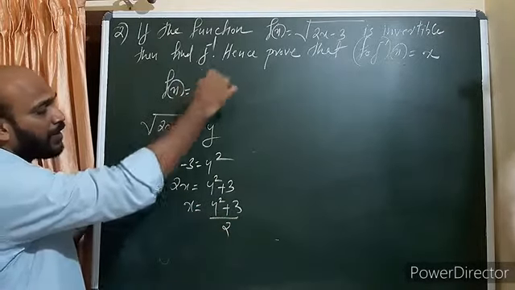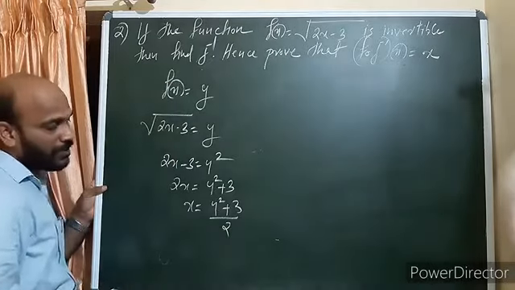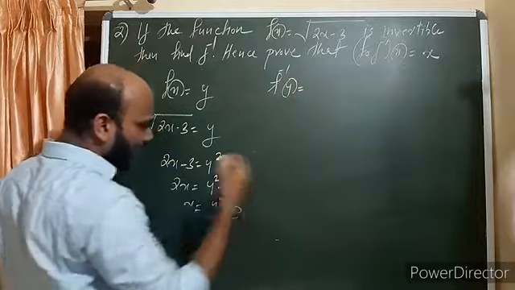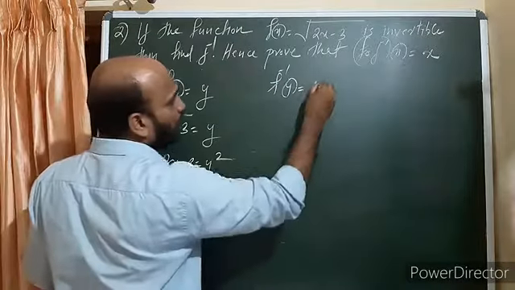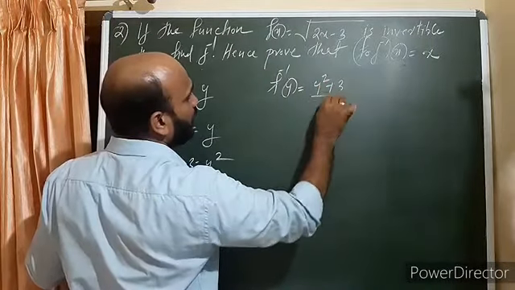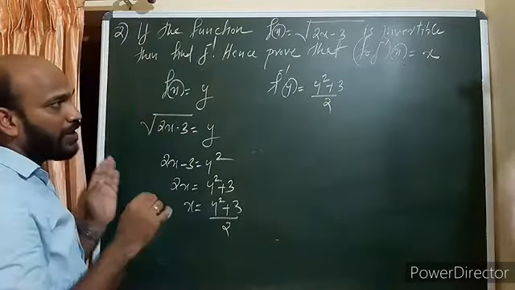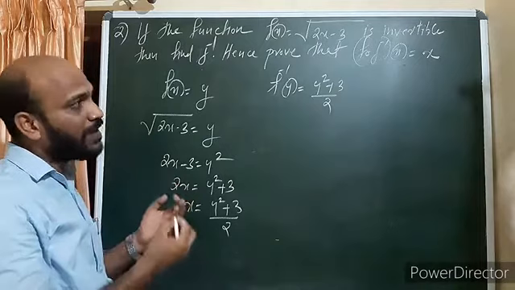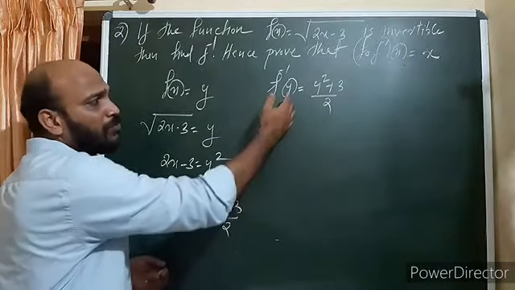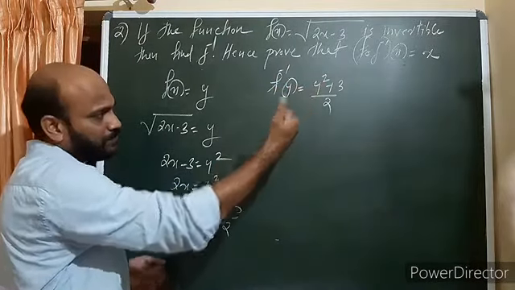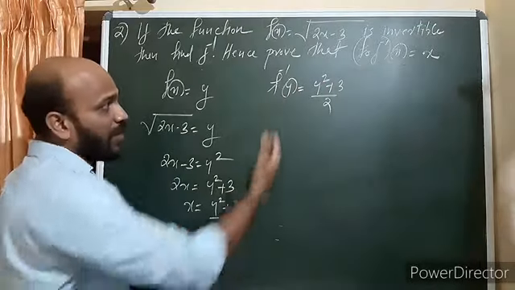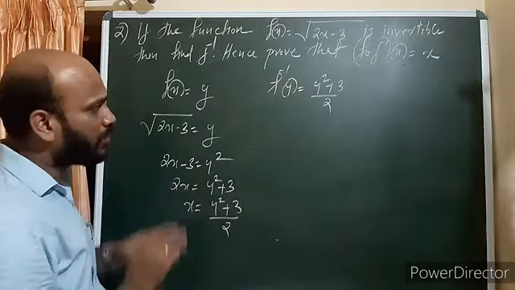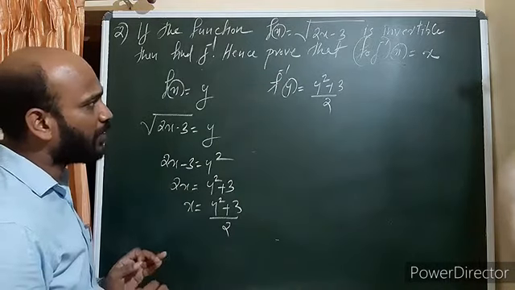F of x equal to y, then x equal to f inverse of y. So f inverse of y equal to x. That is y square plus 3 by 2. F inverse of y equal to y square plus 3 by 2. So f inverse of x will be x square plus 3 by 2. In place of y, we can take any variable. Okay, after getting the answer, f inverse of z will be z square plus 3 by 2. So f inverse y equal to y square plus 3 by 2.